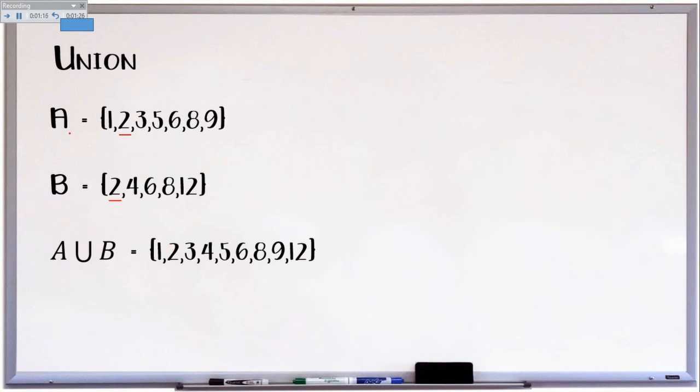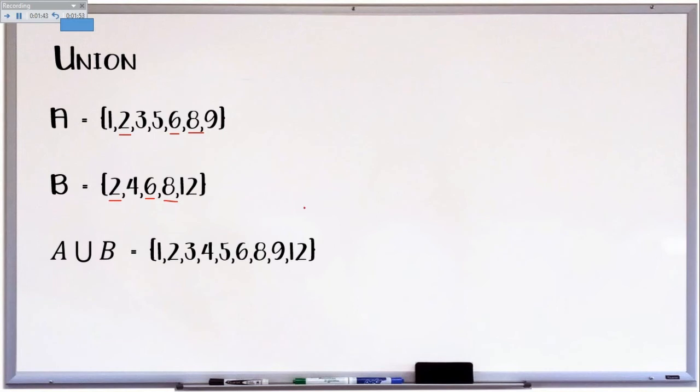3 is in A, 3, 4 is in B, 4, 5 is in A, 5, 6 is in A and B both. So 6, 8 is in A and B both. Then we are going to write 8, 9 is in A and 12 is in B. So we wrote 12 over here.